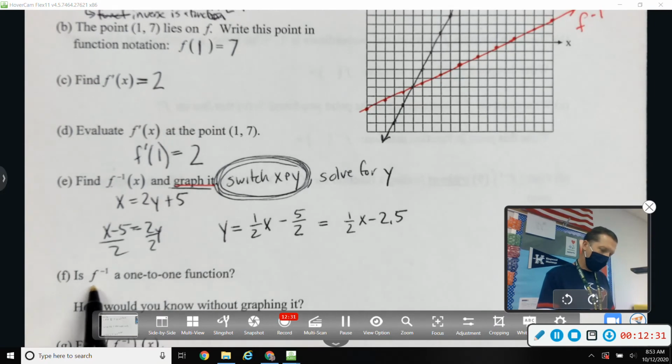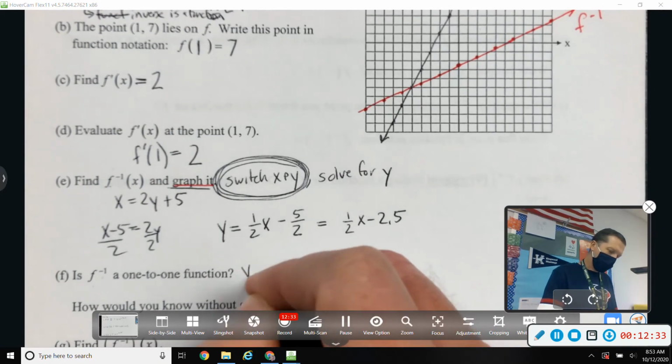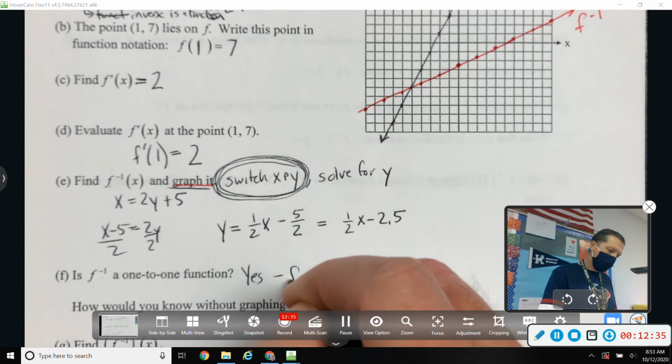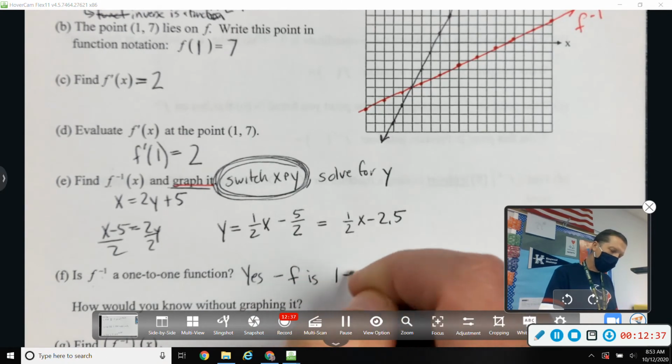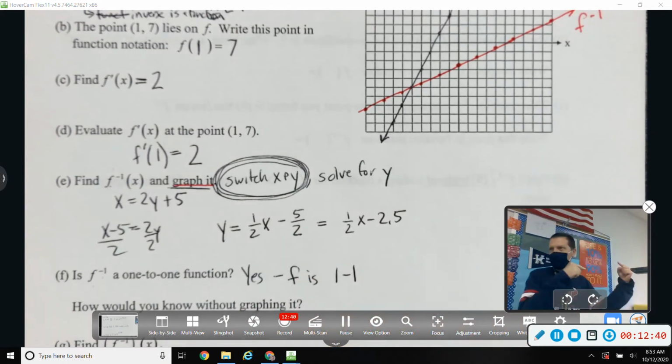All right, is f inverse a one-to-one function? Yes, because f is one-to-one. I mean, one-to-one means you can work it either way. So if one of them's one-to-one, the other one's one-to-one. You don't have to worry about it.